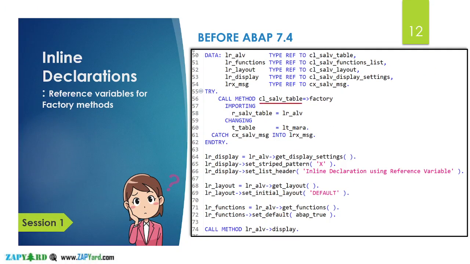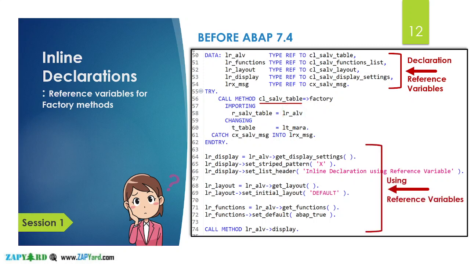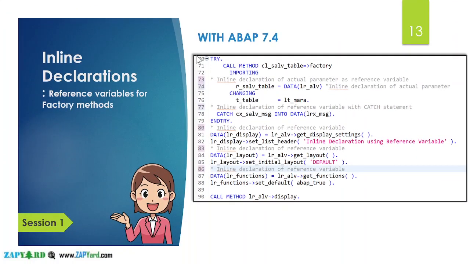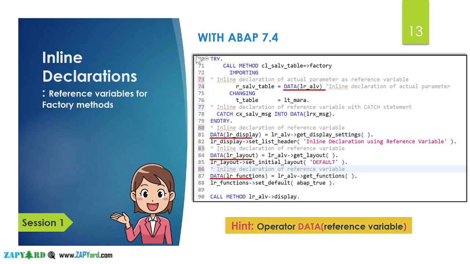Let's move on to reference variables for factory methods. Using the factory class CL_SALV_TABLE, we declare reference variables separately and its objects are created within the factory method. So later, the reference objects are used to define layouts and display data in ALV. But with ABAP 7.4, you can now declare all of your reference variables inline as shown. In comparison to previous versions, this has reduced the number of lines of code by half or less. Note that we are again using the DATA operator to define reference variables.